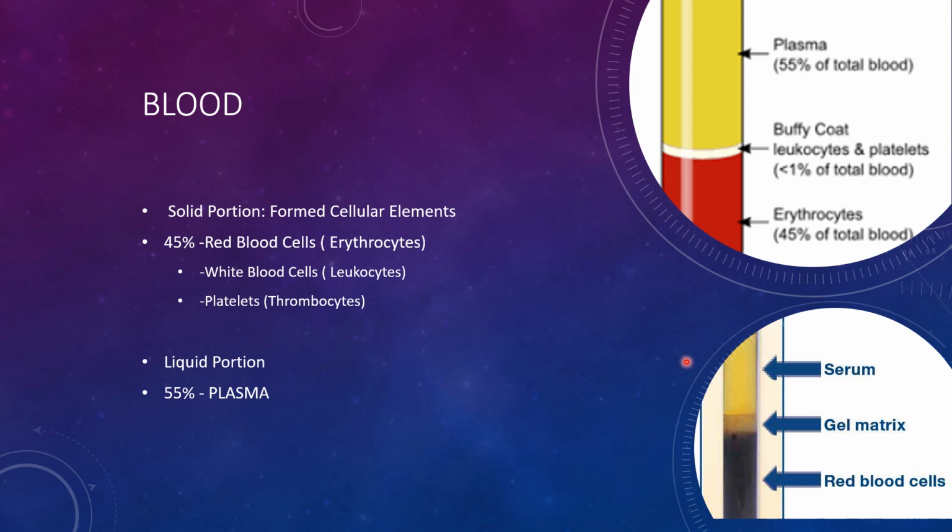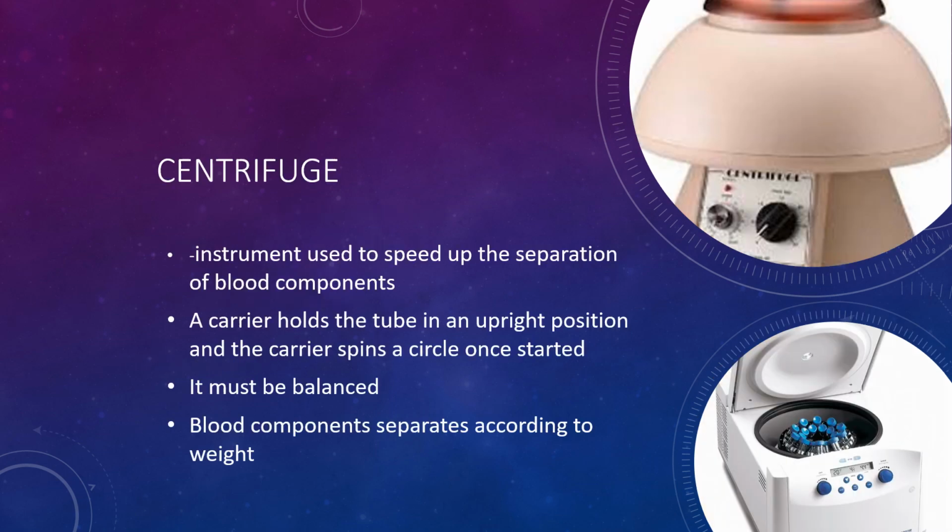So this is in vitro of the clotted blood. So as you can see here, sa serum, wala siyang clotting factors, pero sa ating plasma, meron siyang clotting factors. This is one of the distinguishing factors between the two terms. And now let's go to your centrifuge.